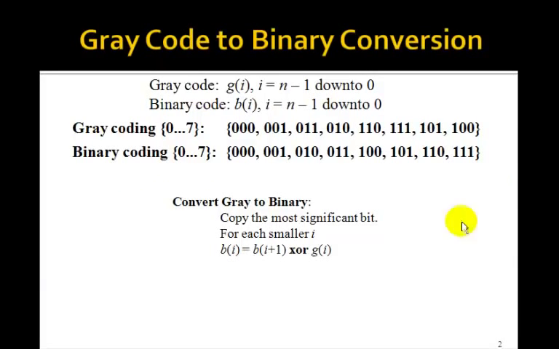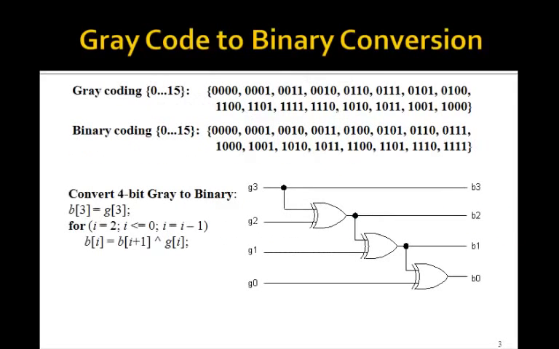Now, you recall that we had this algorithm for converting a gray code to binary. So here's a 3-bit gray code to binary. Remember, we copy the most significant bit, then for each smaller one, the Bi was the Bi+1 exclusive OR with the Gi. Now, we saw last time that 4-bit gray code to 4-bit binary could be implemented using this circuit shown here with the 3 exclusive OR gates, which implements this little algorithm we had before.